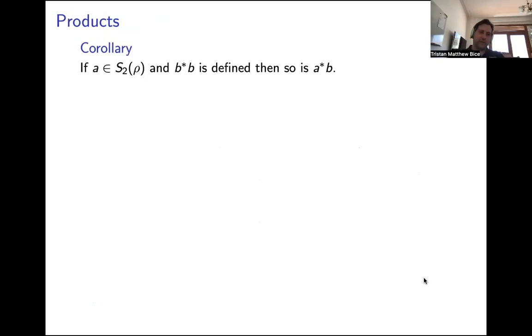So this is a bit of a long slog, but we'll get there eventually. Next we want to look at products and say something more about when they're actually going to be defined, not just star squares, but more general products. So let's take some section A with finite two norm, and let's assume that we have another section B such that B star B is defined. Knowing that the star square is defined, and knowing that A has finite two norm, we claim this implies that the product of A star and B is also defined.